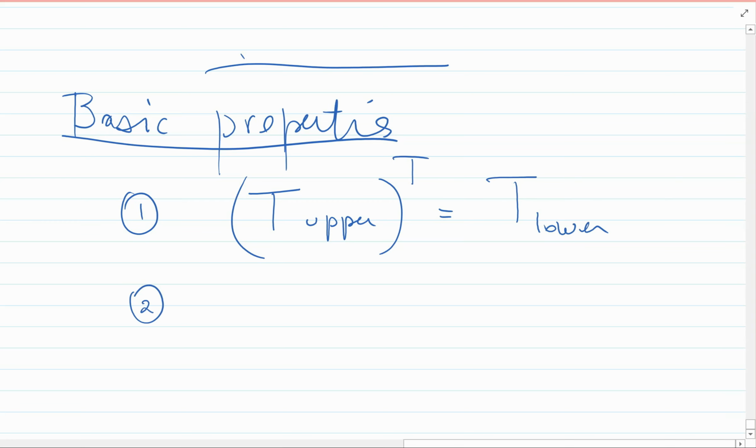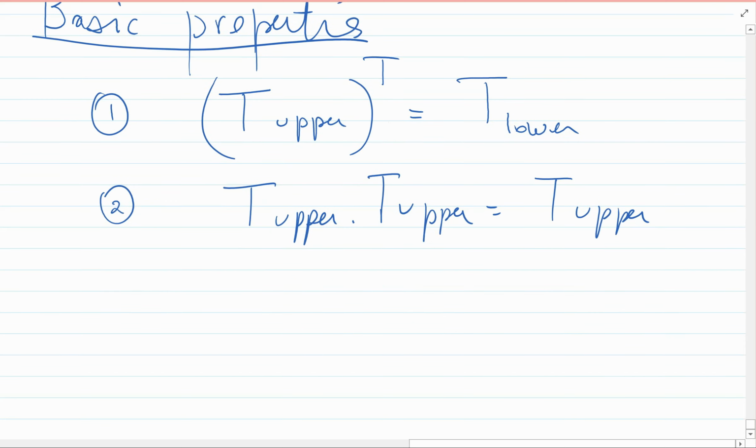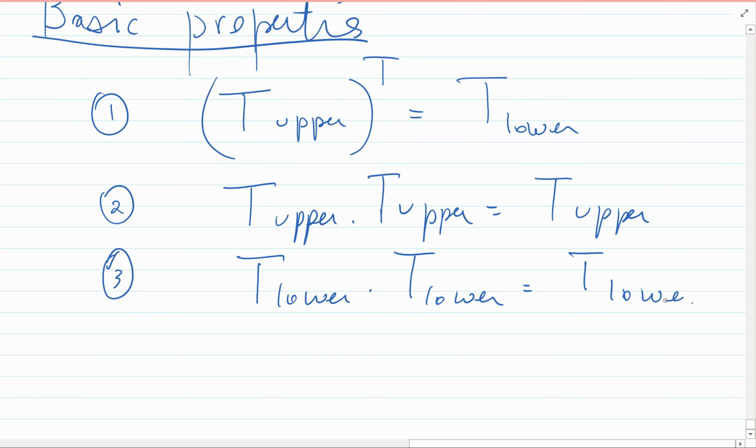Next, what if I take T upper times T upper? The product of two triangular upper matrices, you will end up with an upper triangular matrix. It's just computations, okay, with the general formula for the product. Three, what happened to lower? Same. T lower times T lower will give me T lower. Either you do it by hand or you can use the properties of the transpose to get it, okay?